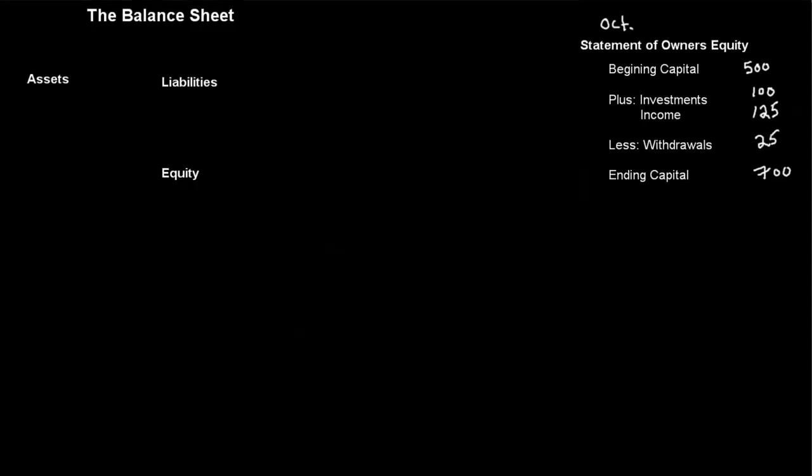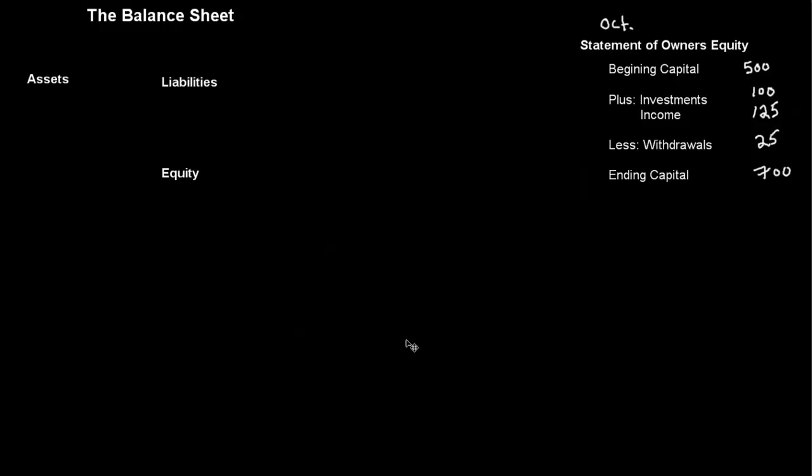Alright, so the balance sheet tells you your financial condition as of a certain date, usually at the end of a period, and it's comprised of three major accounts: assets, liabilities, and equity. So in that sense, it's very similar to the accounting equation, which states that assets equal liabilities plus equity.